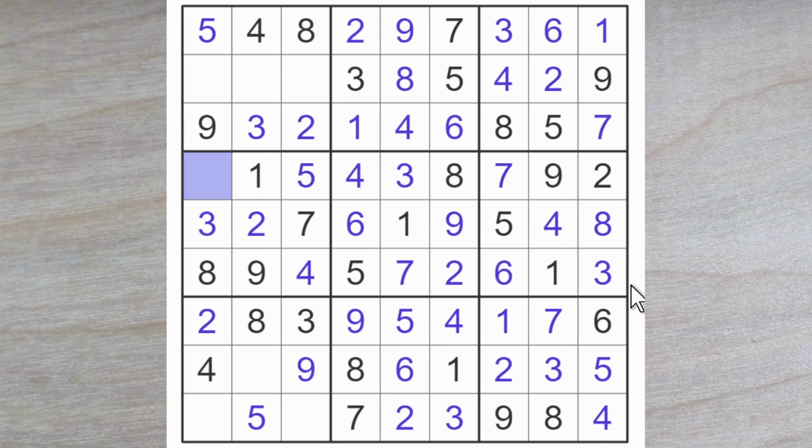The last digit here is also a 6, and the 6 blocks down, this blocks over, so I think the second last 6 of the grid goes here, and the last one has got to go here. These now must be a 1 and a 7. The 7 blocks up, so this is a 7, this is a 1, making this a 1, and this square has got to be a 7.